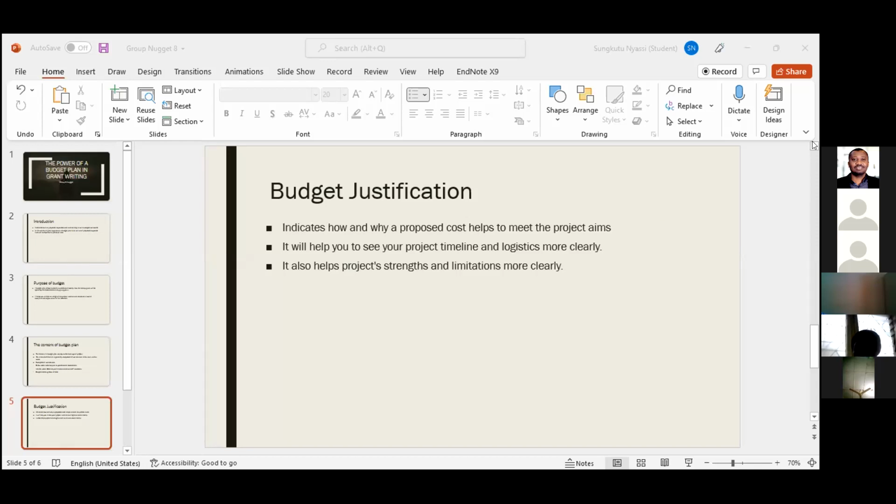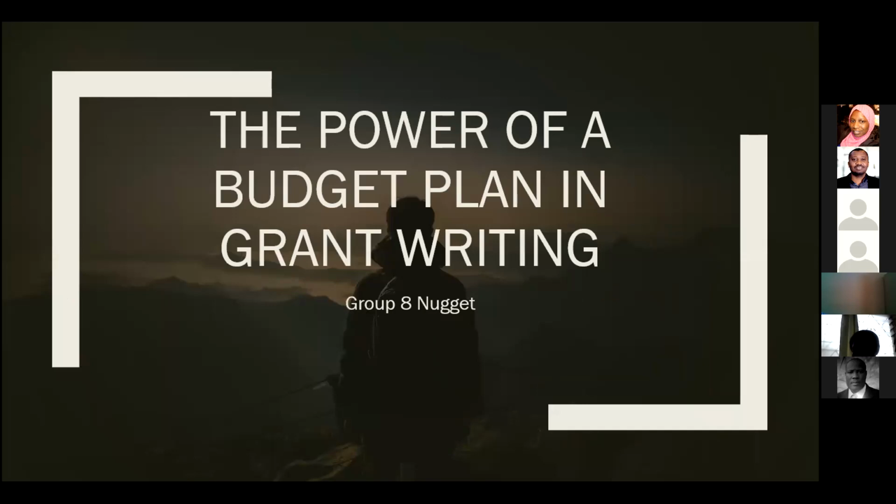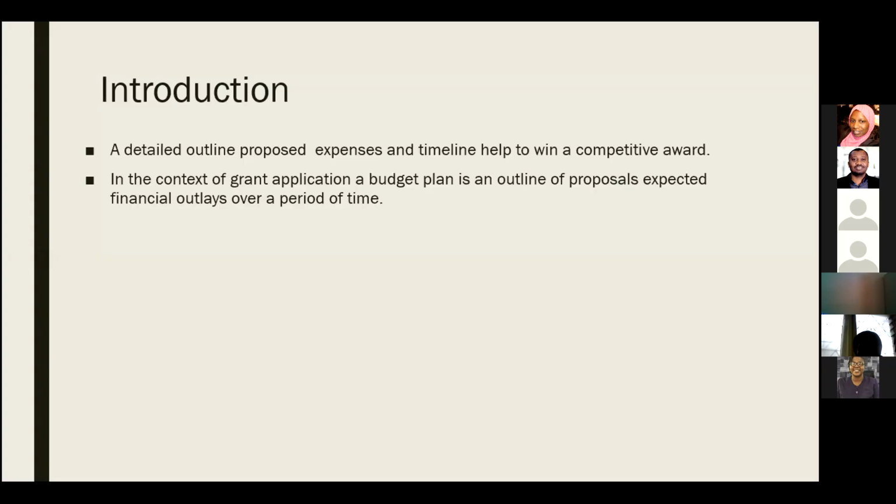Good afternoon. I'm presenting on behalf of Group 8. Our nugget is written by an 18-year-old undergraduate student by the name Ethan Wilk. According to him, he was able to secure a grant from Harvard College because of the budget plan that he wrote. He wrote an article, The Power of a Budget Plan in Grant Writing, to outline some of the key factors that can help you get a good budget plan. He explained how a detailed outline, proposed expenses, and timeline help to win a competitive award.